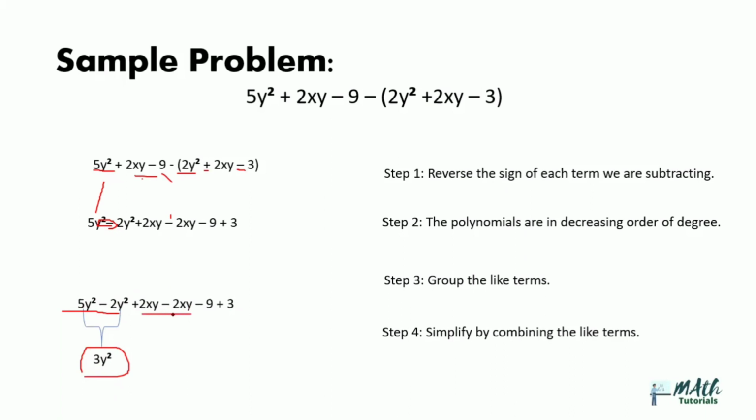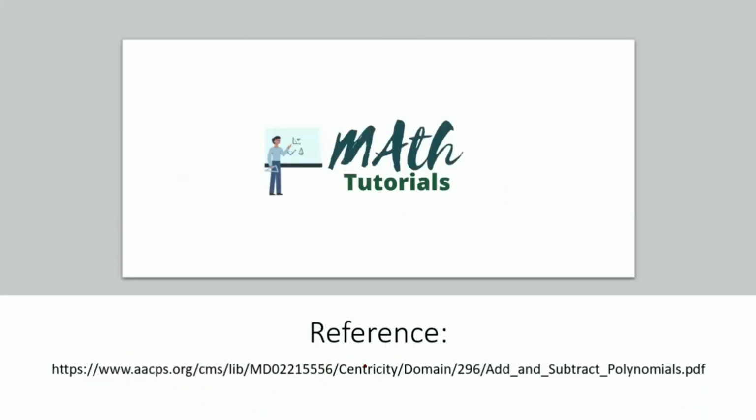2xy minus 2xy cancels. Of course, positive and negative is 0. Next one is negative 9 plus 3 is equal to negative 6. So the answer is 3y squared minus 6.